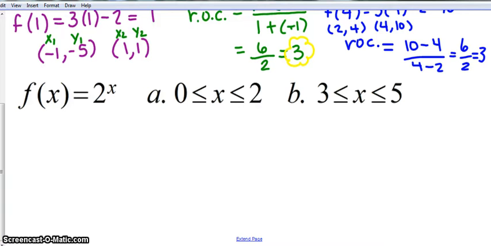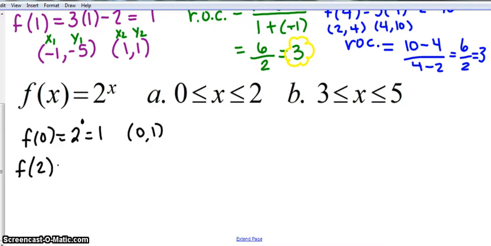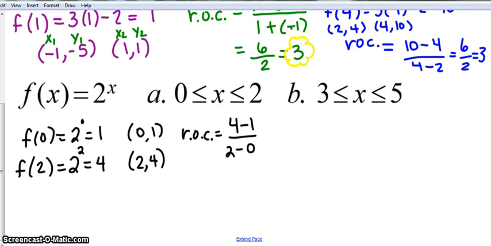All right, so let's look at it. So I have f of 0 is 2 to the 0, which is 1. So my point is 0, 1. And then I have f of 2 is 2 to the second power, which is 4. So the point I have is 2, 4. Then my rate of change is going to be 4 minus 1 over 2 minus 0, which is going to give me 3 over 2, and I'm going to leave it like that.